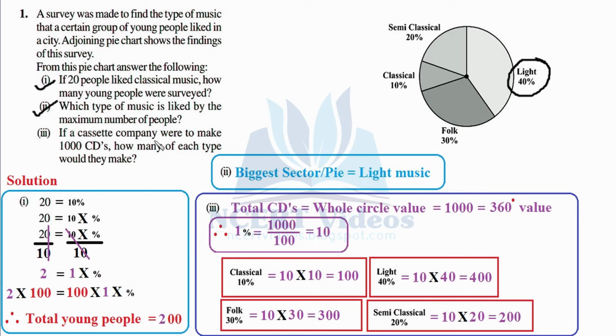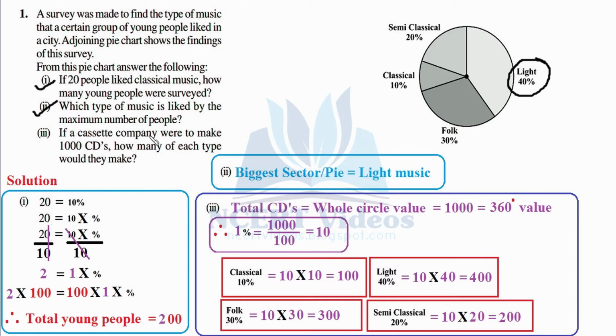Number third, if a cassette company were to make 1000 CDs, how many of each type would they make? One thing to note in such questions is that you cannot use the previous values provided in previous parts, because now the condition is different. It is not dependent on the first condition. Although in the first part we know that there were a total of 200 people surveyed, this information is not related to the third part. Here the conditions are changed. So never assume things on your own.